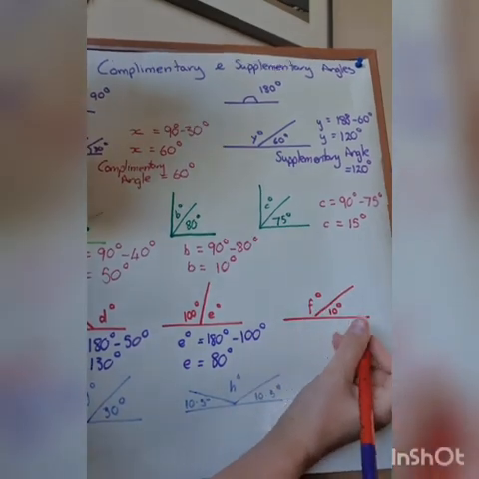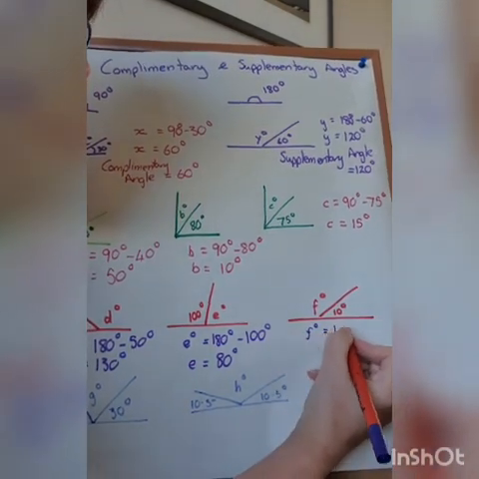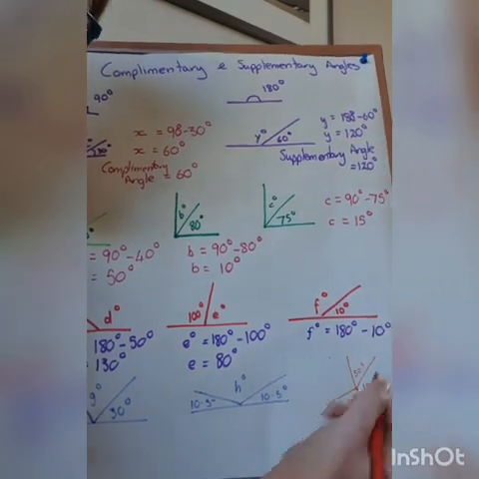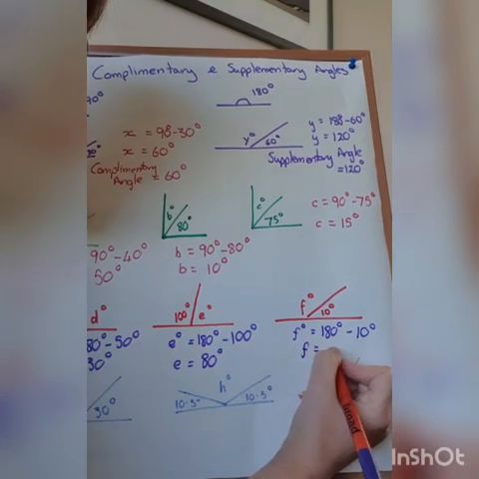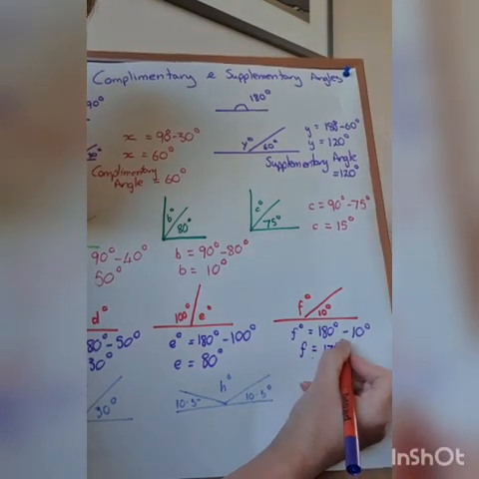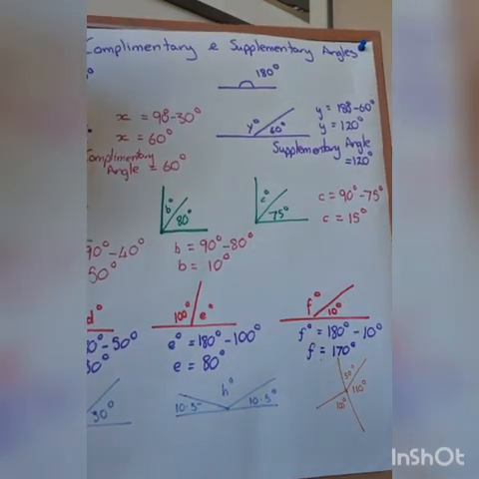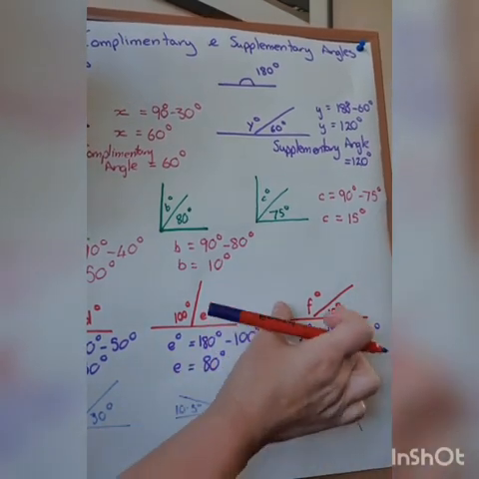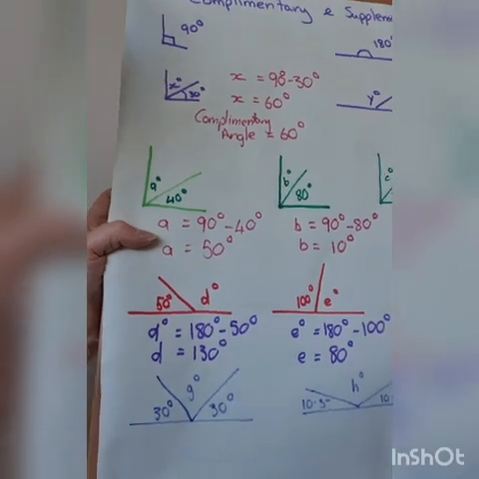And in this next one, again, really easy. F is 180 degrees. Take away the 10 degrees that we already know. So F, our supplementary angle, is 170 degrees. Now we can then challenge ourselves to some other examples, because it might not always be a case of it being split into two, but sometimes being split into three.